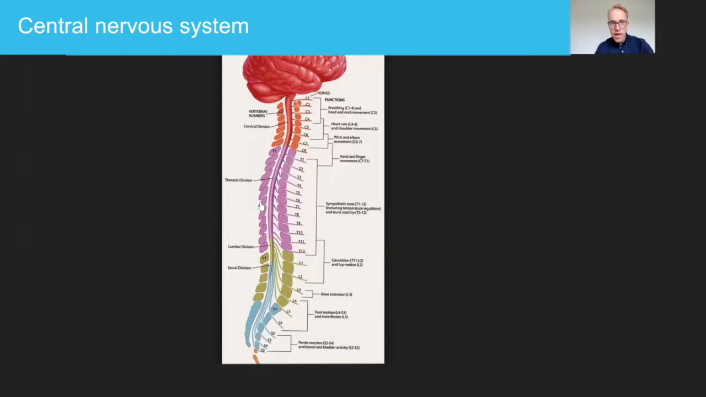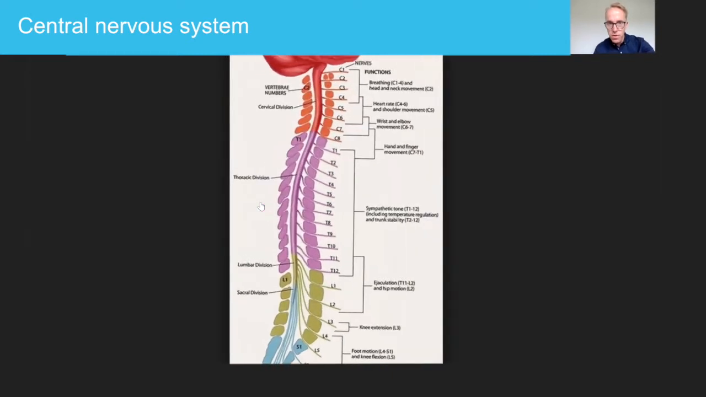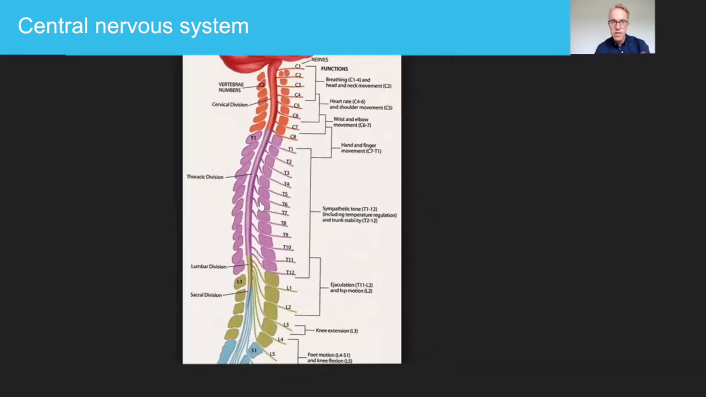Now, just before the end of this micro lecture, I just want to show you over here on the right-hand side. For those of you who have heard that saying before, C345 keeps the diaphragm alive. Well, there's C345, and absolutely you can see why it keeps the diaphragm alive. Not only do these muscles innervate the diaphragm, which is the biggest muscle of respiration, but it also controls heart rate, shoulder movements, neck movements, and that's just between here.